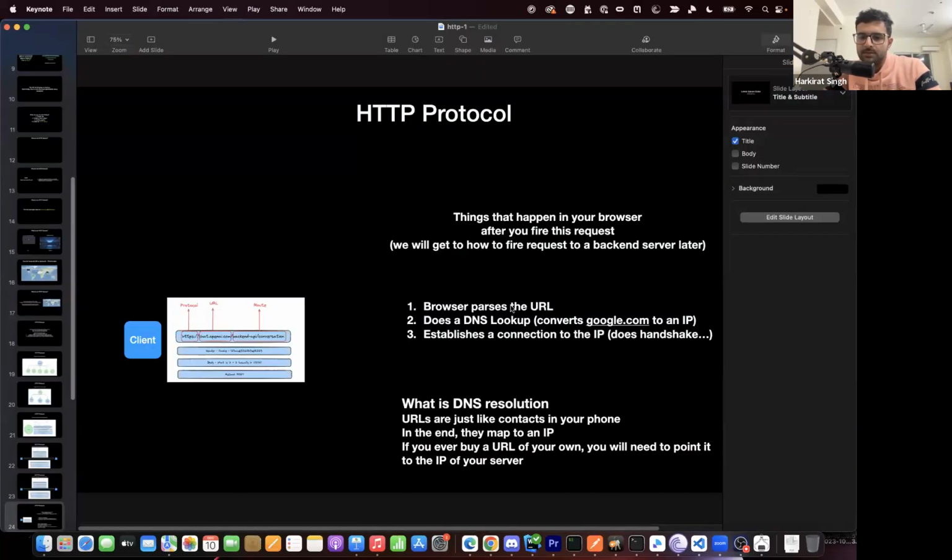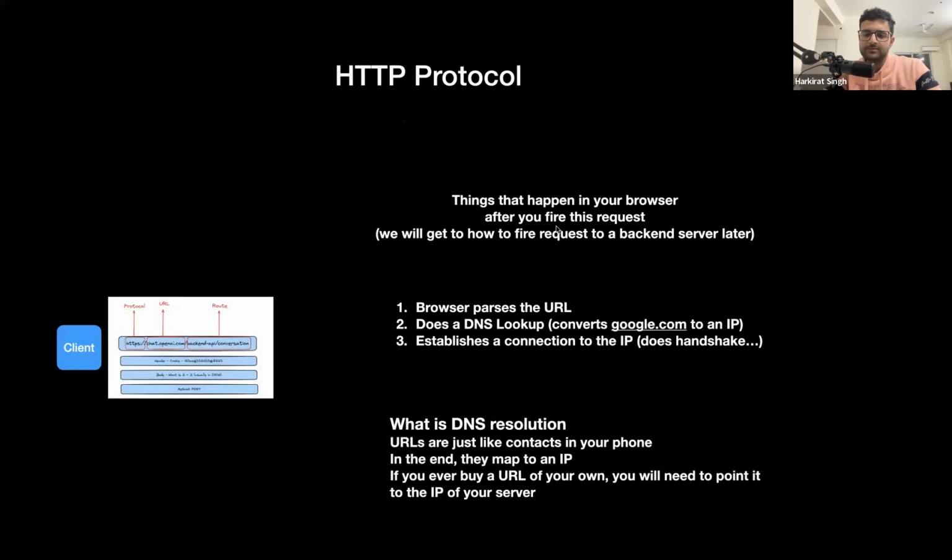Number one, the browser is parsing the URL. The first thing it is doing is figuring out, okay, where are you sending the request? Is it google.com? Is it chat.openai.com? Finding that out. It does a DNS lookup. Some of you might know this, some of you might not. When we go to google.com, under the hood, where the request actually goes out is an IP. Some of you might have heard of an IP address. Just like we have phone numbers, we have something called IP addresses.